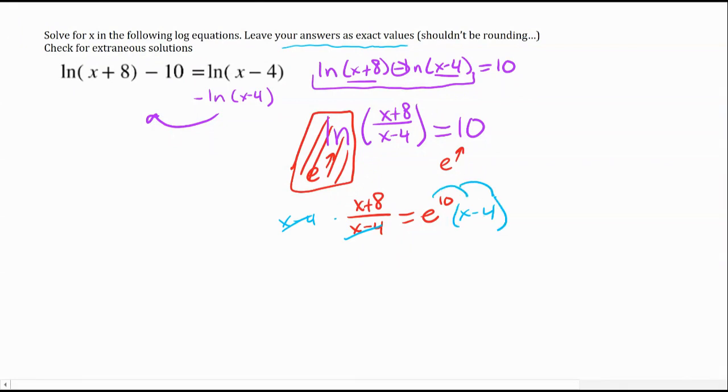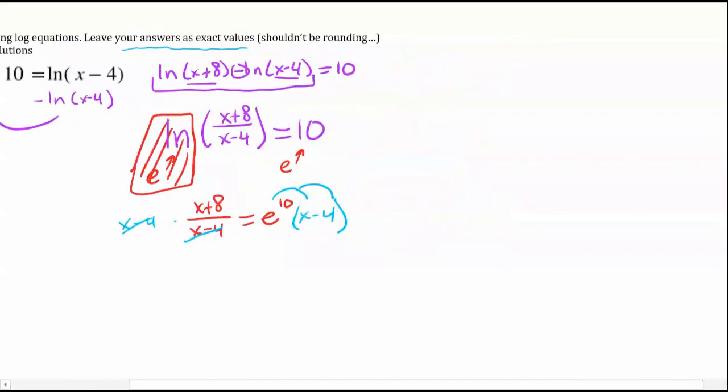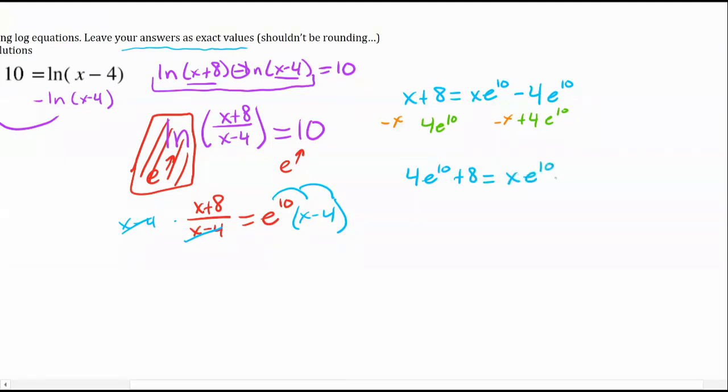And I'm going to distribute this e to the power of 10. So rewriting this, I now have x plus 8 equals x e to the power of 10 minus 4e to the power of 10. Next up, I want all my x's on the same side and everything else on the other side. So I'm going to add 4e to the power of 10 to both sides. And I'm going to subtract x from both sides, because what that will leave me with is 4e to the power of 10 plus 8 equals x e to the power of 10 minus x.